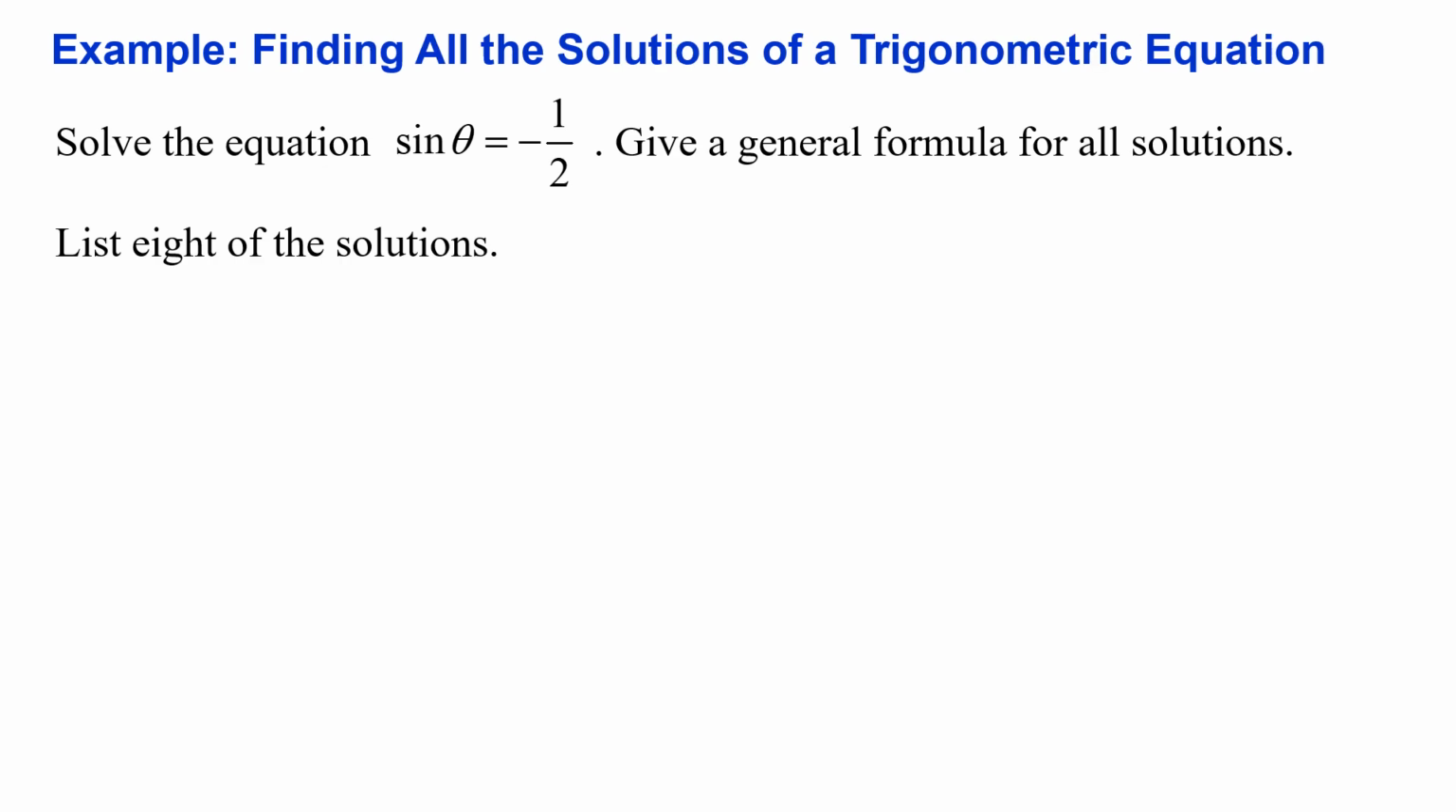In this example, we're going to find all solutions of a trigonometric equation. And this problem says the following. Solve the equation sine of theta equals negative 1/2. Give a general formula for all solutions, then list 8 of the solutions. Now we know that there are 2 values of theta in the interval of 0 less than or equal to theta less than 2 pi, for which sine of theta equals negative 1/2.